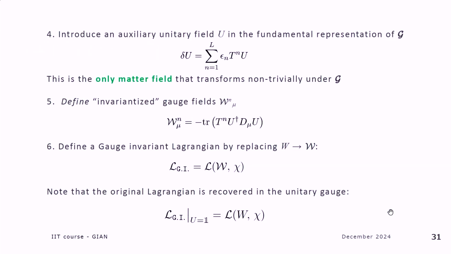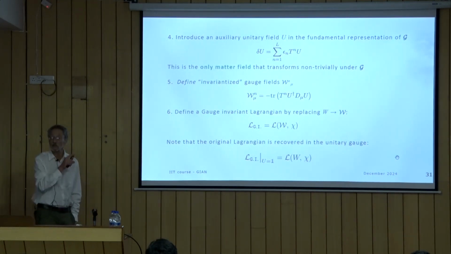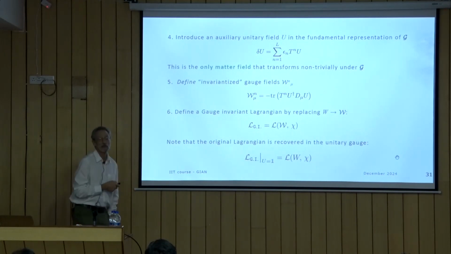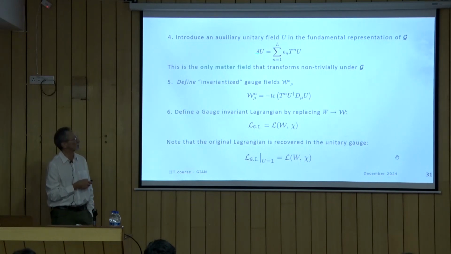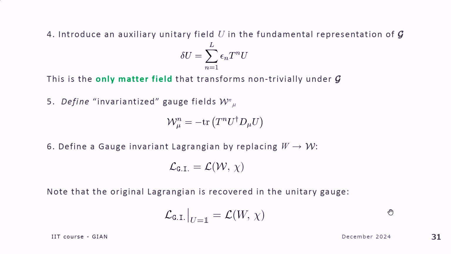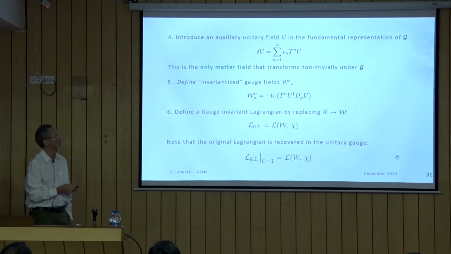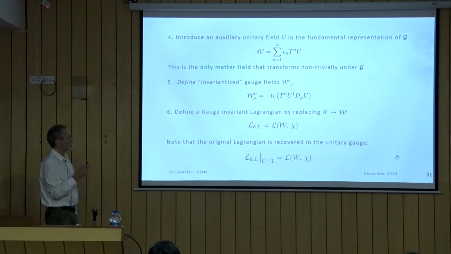All right. He introduces an auxiliary unitary field U, that is, U times U dagger is 1, in the fundamental representation of G. That is, in contrast with the chi, this U does transform under the gauge group, and it transforms like this. This is how the fundamental representation transforms. Some of you might miss a factor of i. It's not there because I've chosen the T_n to be anti-Hermitian. Let me emphasize, aside from the W's that are the gauge fields, this is the only matter field that transforms non-trivially under G. The chi's are trivial, they don't feel, if you wish, any G transformation.